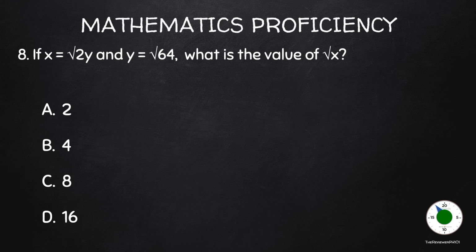8. If x equals square root of 2y and y equals square root of 64, what is the value of square root of x? A. 2. B. 4. C. 8. D. 16. The correct answer is A.